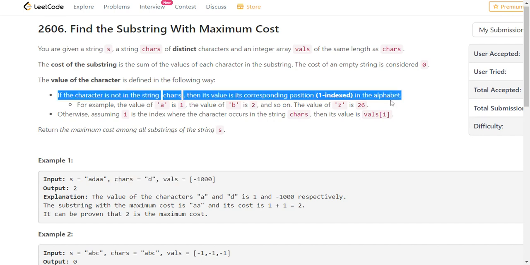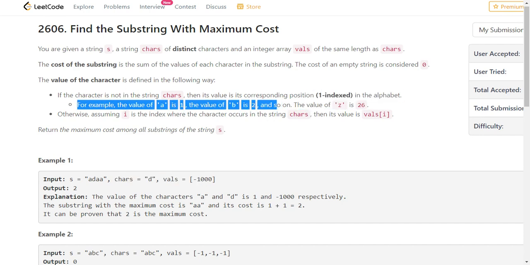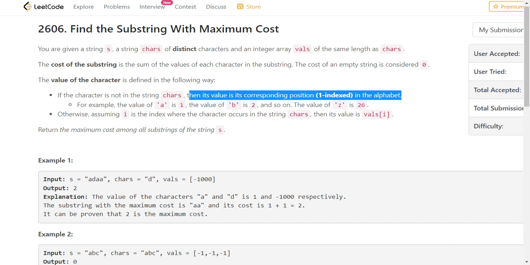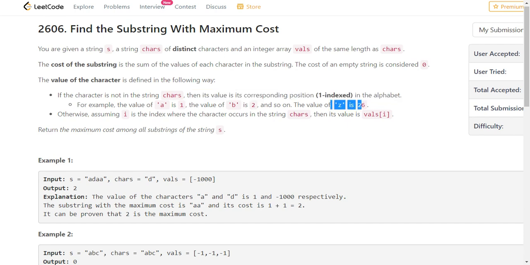Make this point very, very clear. Many of you will not be able to understand this point. That's why you will not be able to solve this question. If the character is not in the chars array, then the value which it is going to contribute is going to be based on its alphabetical order, starting with A equal to 1. That means if we are taking Z, it will contribute 26.